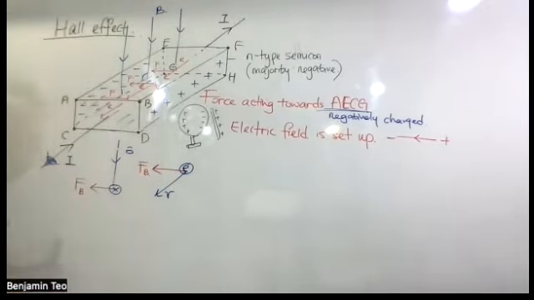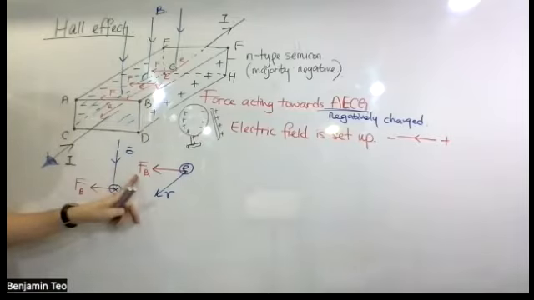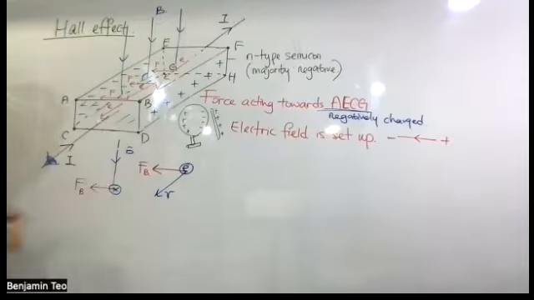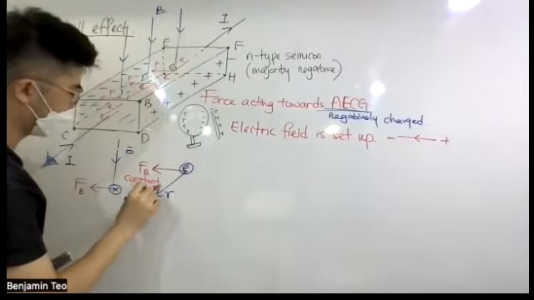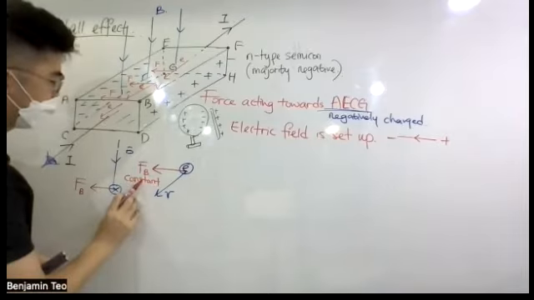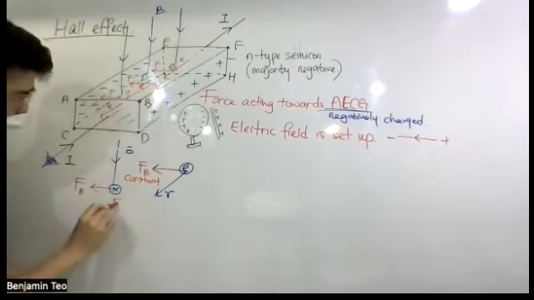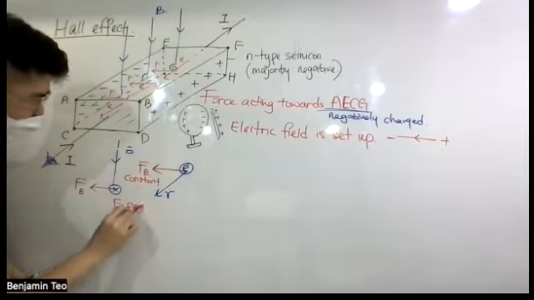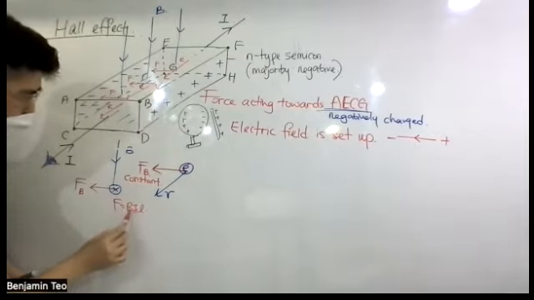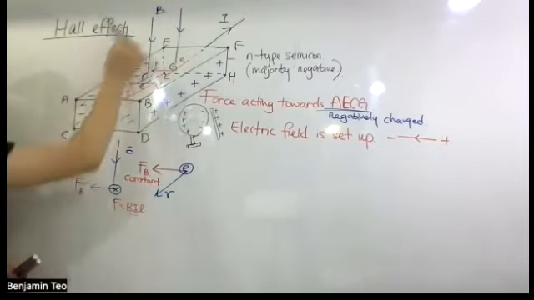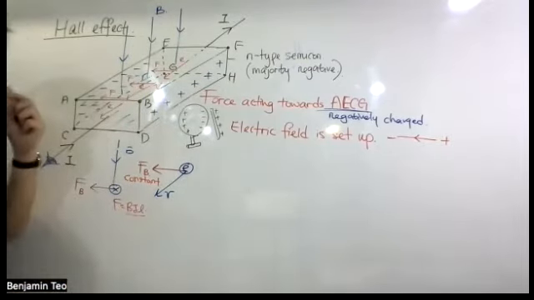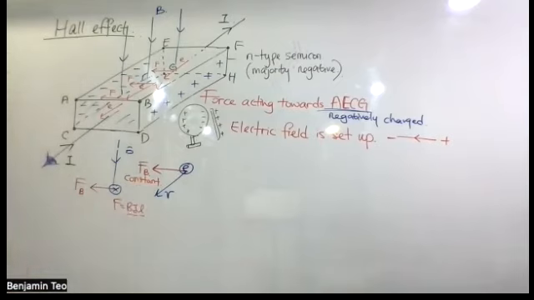This FB, is it changing or is it constant? This FB is a constant. Because what is the formula for FB? BIL. This is a constant. The strength we do not change, the current we do not change, the L is the same. This is a constant force, FB.